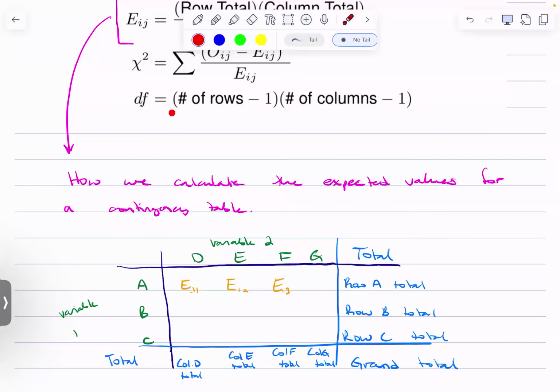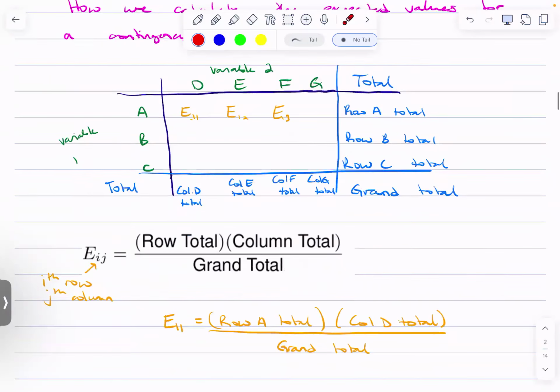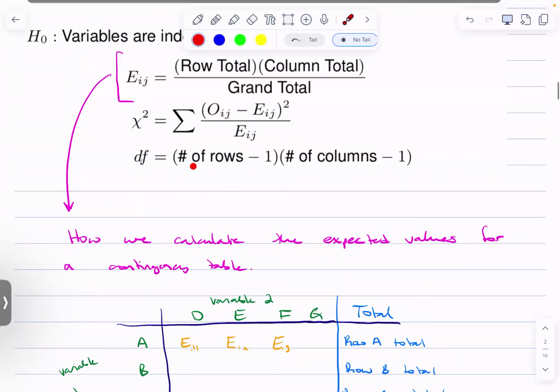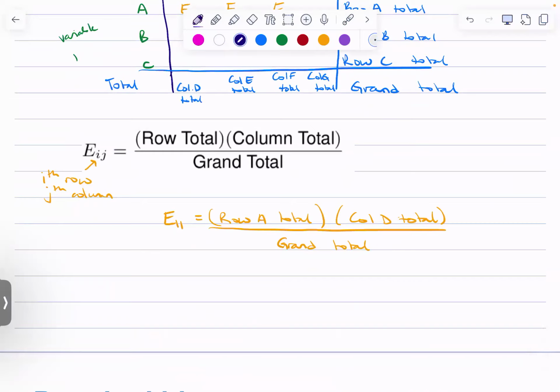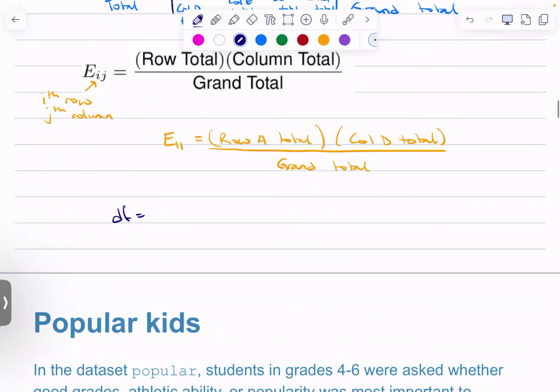We know for chi-squareds, we need the degrees of freedom because the shape of the chi-squared depends on how many degrees of freedom you have, right? And so our degrees of freedom is going to be the number of rows minus 1 times the number of columns minus 1. And so in this example, the degrees of freedom is the number of rows minus 1 times the number of columns minus 1.